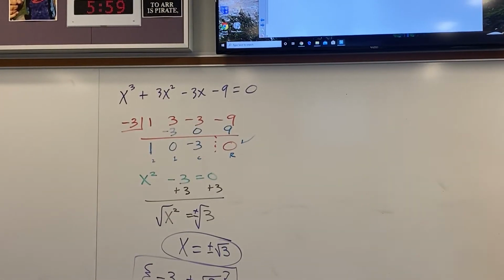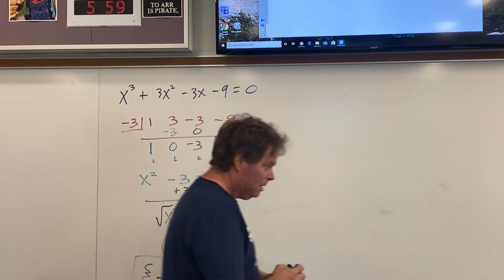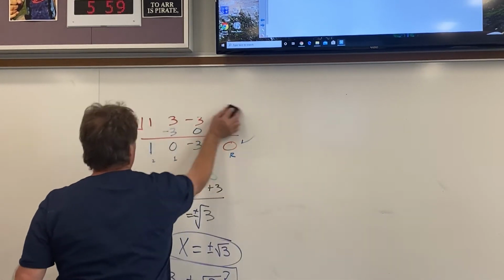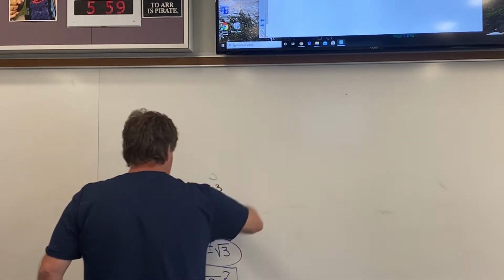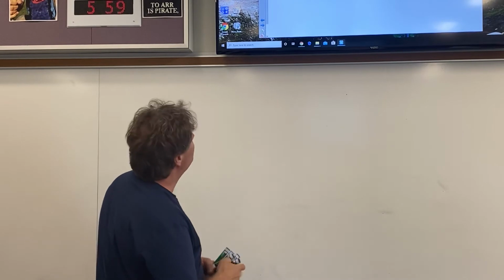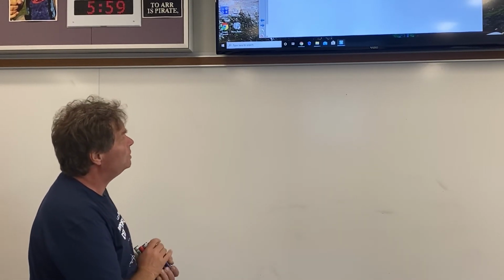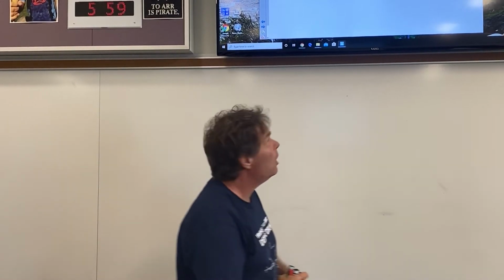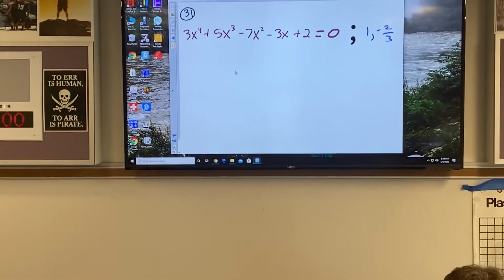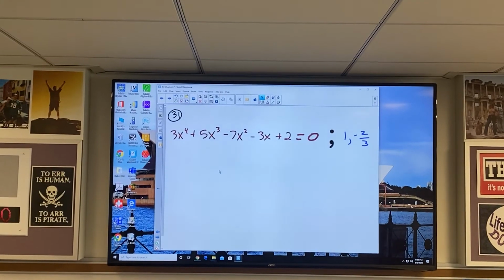Okay, we're going to do number 31, and that's going to be the last one I do from this assignment right here. So let me erase this, and we'll be on our way. All right. So we've got 3x to the fourth plus 5x to the third minus 7x squared minus 3x plus 2 equals 0. And they're telling us that both 1 and -2/3 are roots of that polynomial.